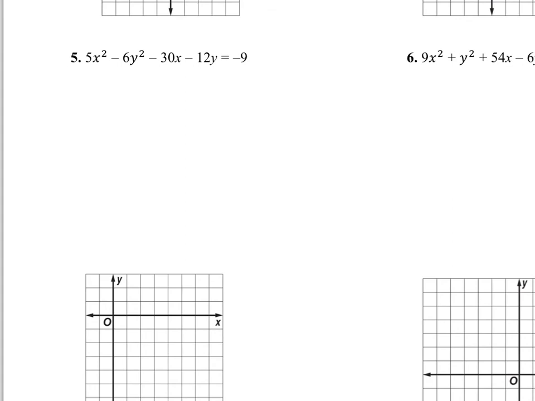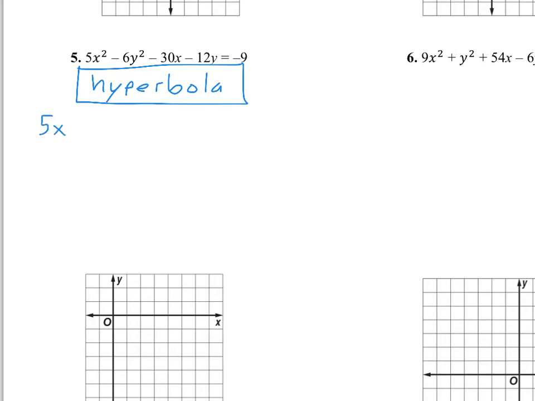Okay, looking at number 5, we see 5x squared and negative y squared, so immediately you should be able to tell that's a hyperbola because one of the squared terms is positive and one of the squared terms is negative, and they're on the same side of the equation. Alright, so let's put the x's together and put the y's together.